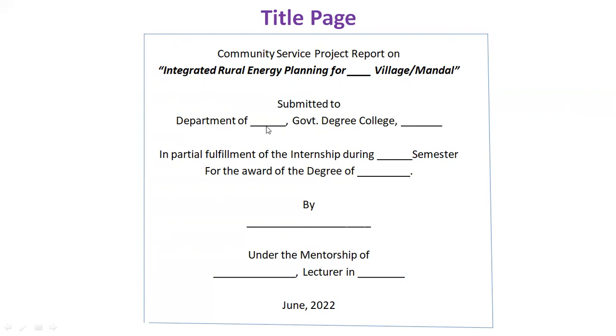Then submitted to Department of which, Department of Physics or Department of Commerce, Government Degree College, Anantapur, Uravkonda, Kalyanadurgam, your own college, in partial fulfillment of the internship during which semester, second semester or fourth semester, for the award of the degree of BSc, BA, BCom, etc. By the name of the student here, under the mentorship of, you can say, the faculty member who is lecturer in particular faculty, and conducted in the month of May, June or June 2022. So this could be a model title page for all the project reports.